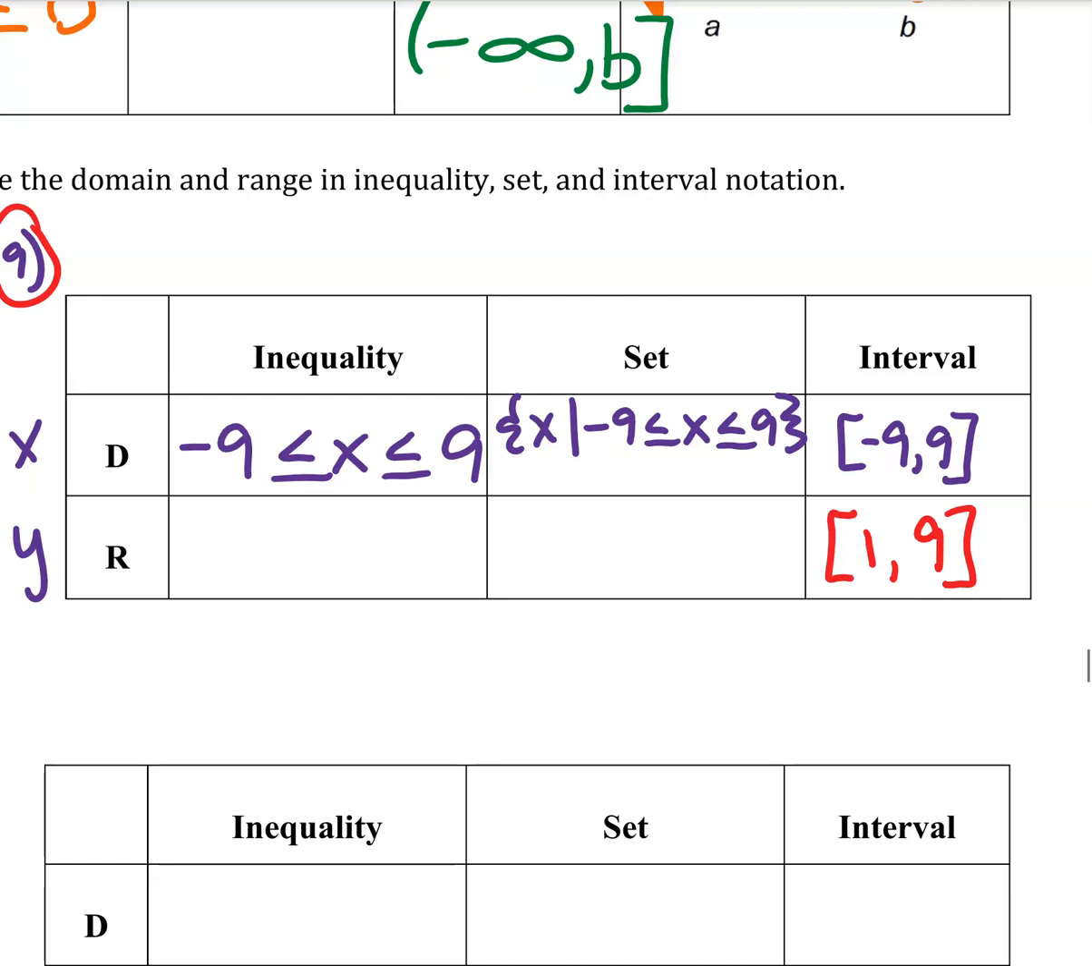Now my range is going to look identical, or the inequality on the range is going to look identical to the one on the domain, except we're going to have a y in there. So we're going to start with our smallest, 1 less than or equal to y, less than or equal to 9. And then with our set, we're good to go, right? The set of y, all numbers y, such that 1 is less than or equal to y, which is less than or equal to 9, close the set. So there's 1.